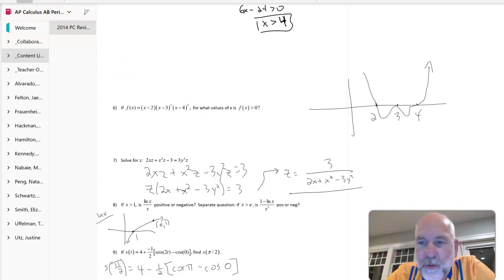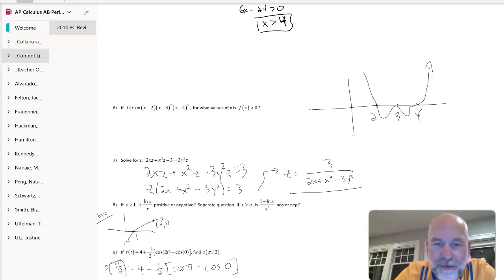And here's my graph. Because x minus 2 is the first power, it just passes through. Because x minus 3 is the second power, it does a little mini parabola because it's squared. And because x minus 4 is the third power, it does a little mini cubic.